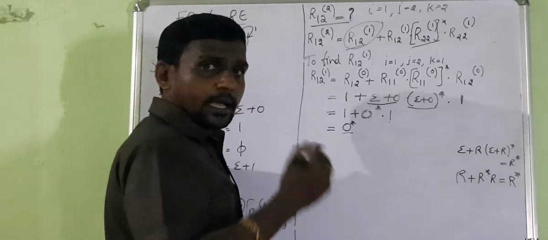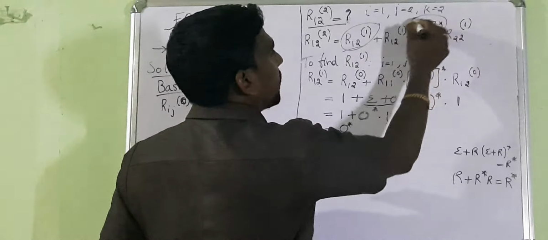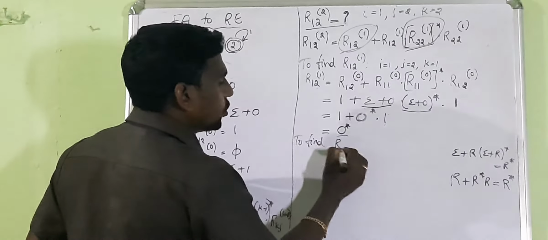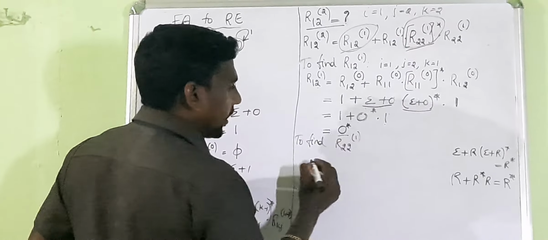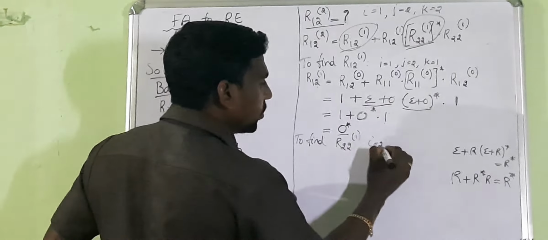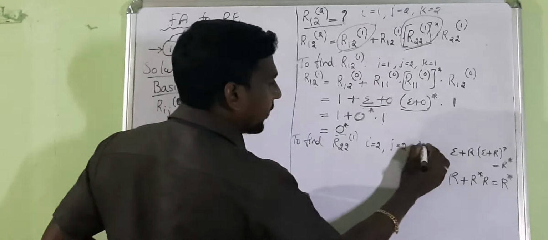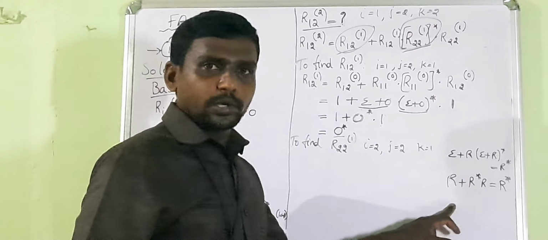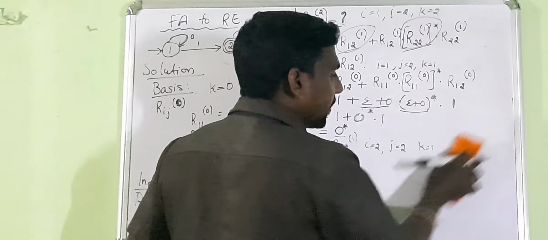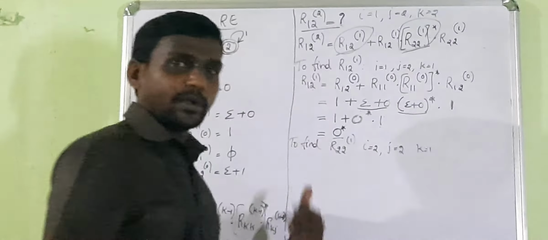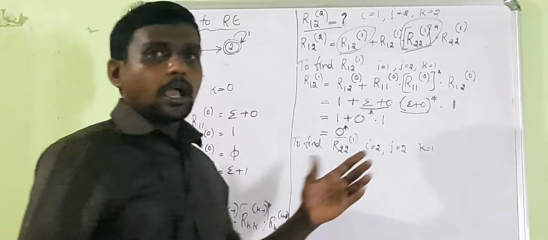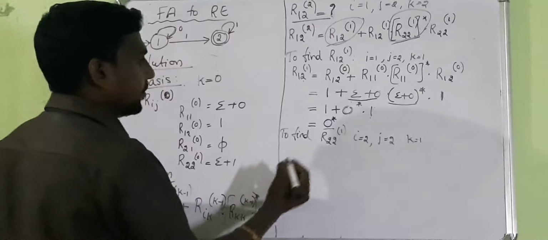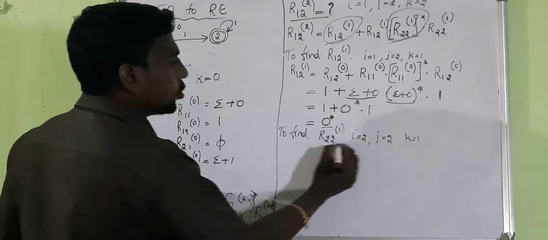R12 power 1 is done. Again I have to apply for R22 power 1. To find R22 power 1, I apply I value equal to 2, J value equal to 2, K value equal to 1. This minimization rule you have to study, and while doing a problem it comes automatically. While practicing it comes automatically. I told you, often in a few problems a few rules will come. So if you study, it comes automatically. Okay, then R22 power 1.